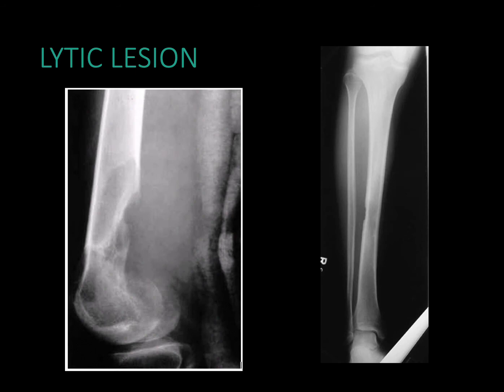Whereas a lytic tumor eats away the bone, so it takes away the bone. So instead of having a nice bone here, you see that it's been kind of eaten away. It's disappearing here. It's very lucent here. So you see a lot of bone missing here. This is more of a lytic lesion of the bone here.